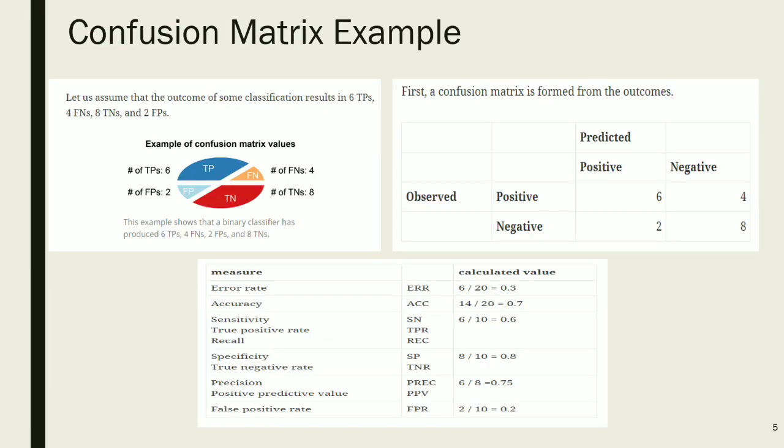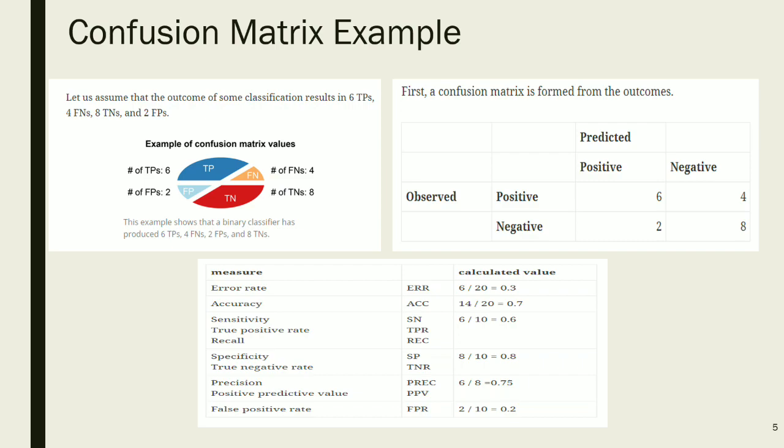This is one more example where I have taken some data set, you may say a hypothetical data set, filled in these values, that is observed and predicted, and calculated every measure. The measures were error rate, accuracy, sensitivity, true positive rate, which is also called recall, specificity, that is true negative rate, precision, that is positive predictive value, and false positive rate.